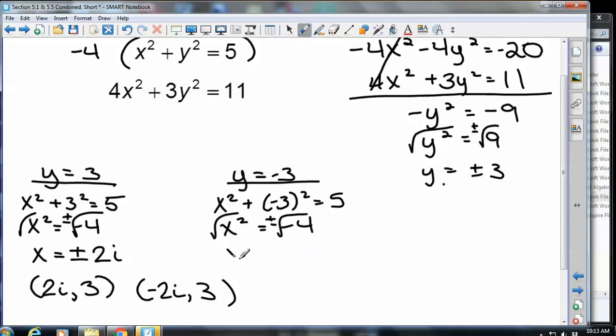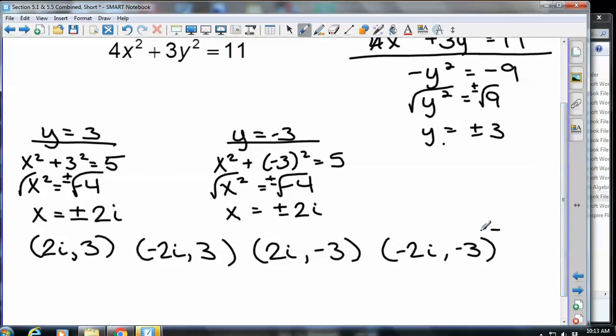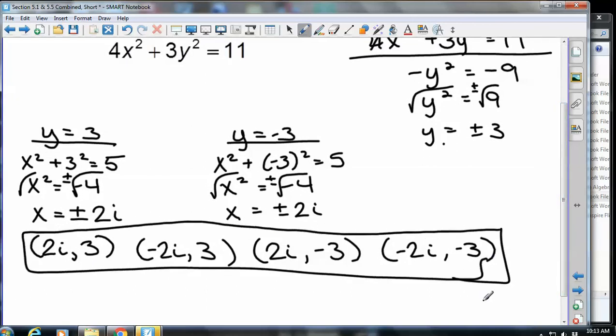When we do that one, we get the same thing. So we get 2i, negative 3 and negative 2i, negative 3. So that one we got 4 answers. So really the only difference when you're looking at those nonlinear ones, you're going to get more than one answer.